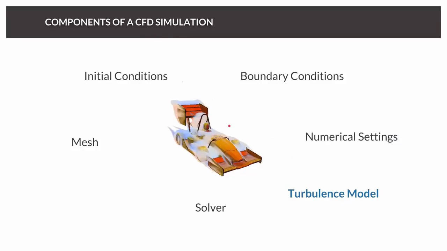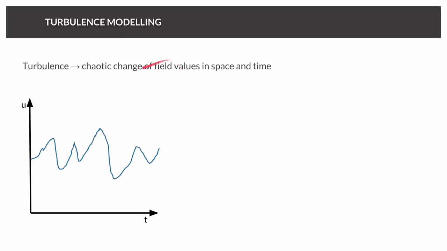And this is something we need to talk about again. So, what is turbulence, first of all? Turbulence is defined as a chaotic change of field values in space and time. So it means if you put a pressure probe or pressure sensor into a turbulent flow, you will see that even if the pressure seems to be constant, it's fluctuating all the time.